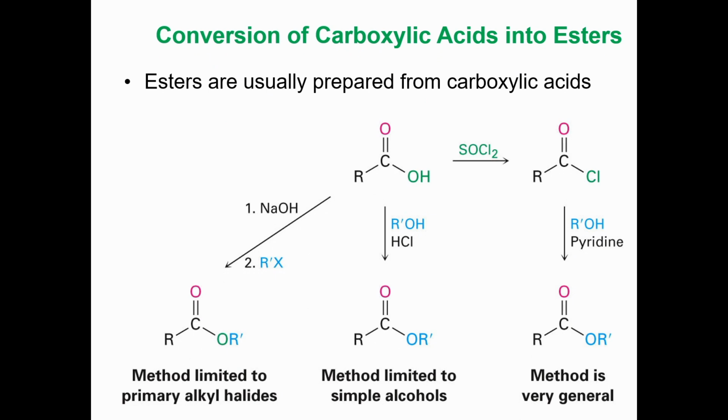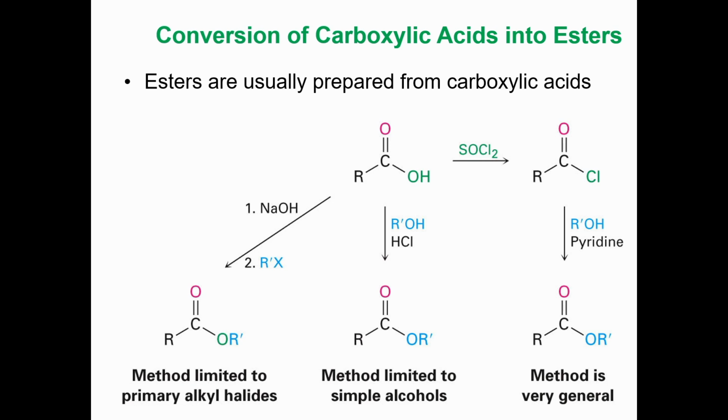Esters can be prepared from carboxylic acid using different routes. The first route is first converting your carboxylic acid into a salt. Then the salt will react with alkyl halide to form an ester.